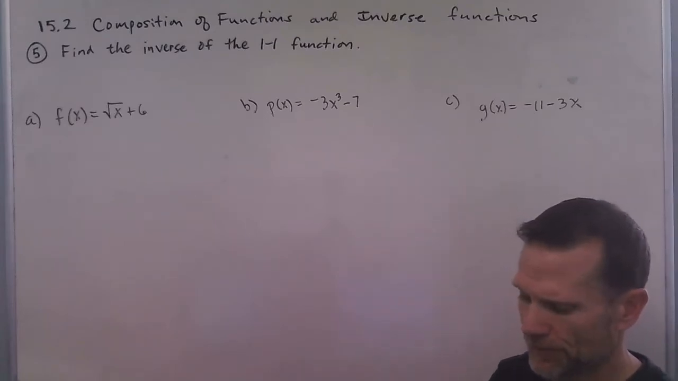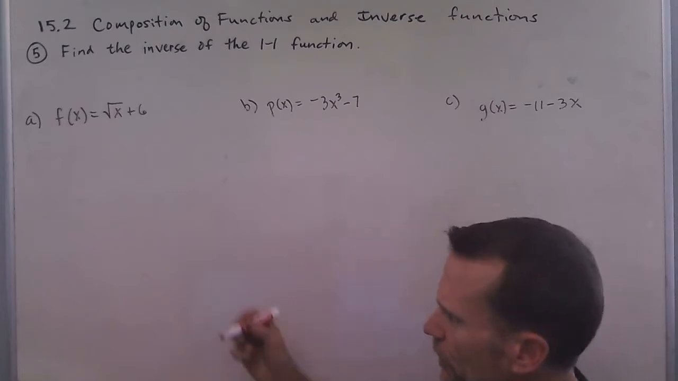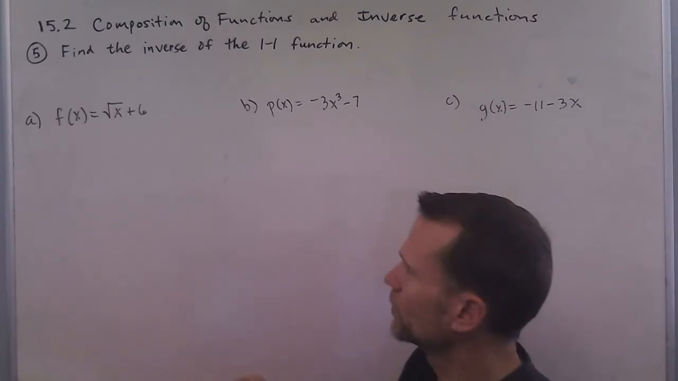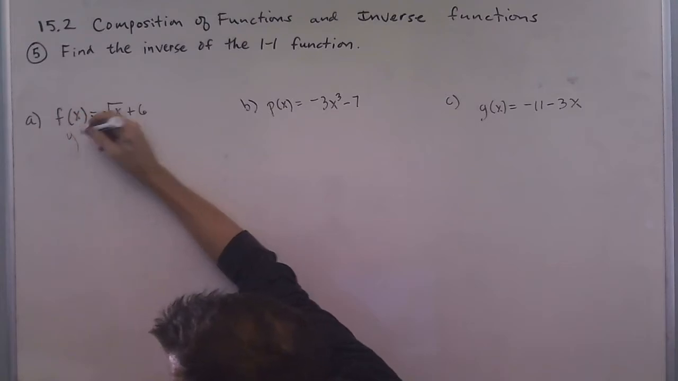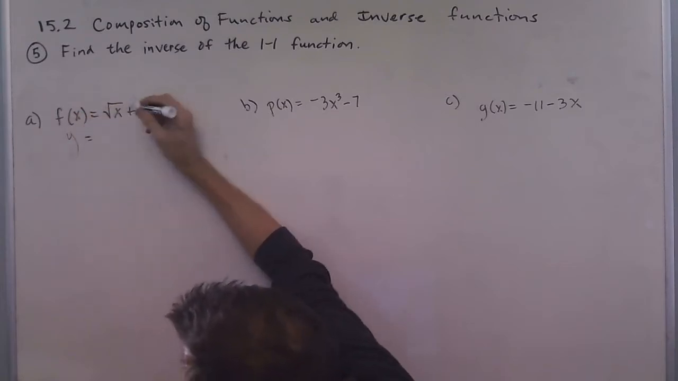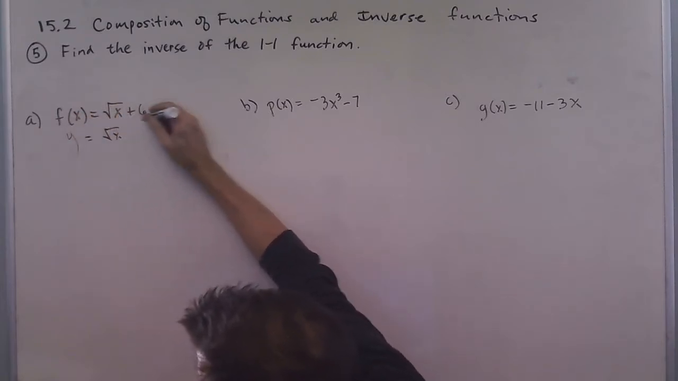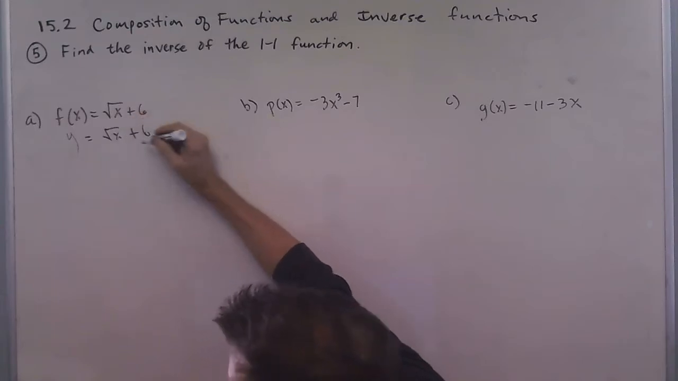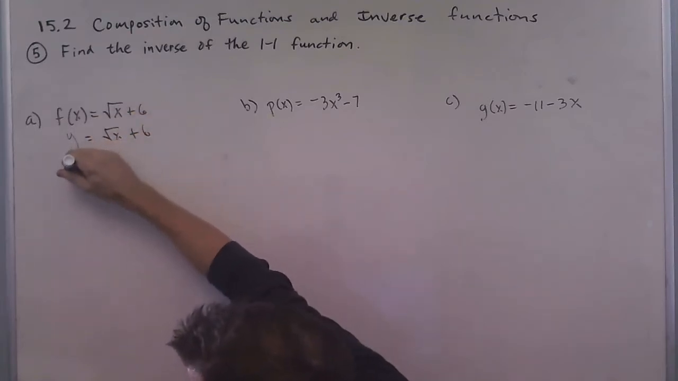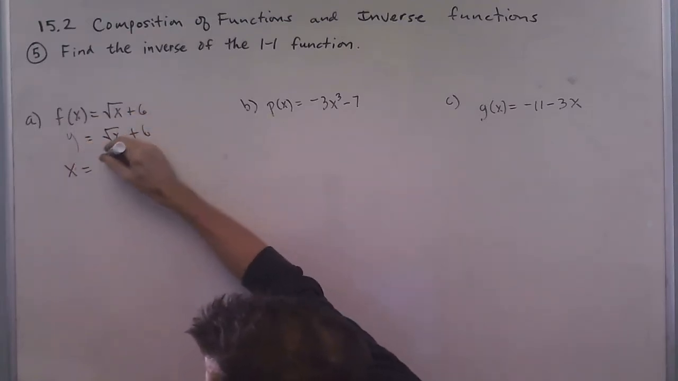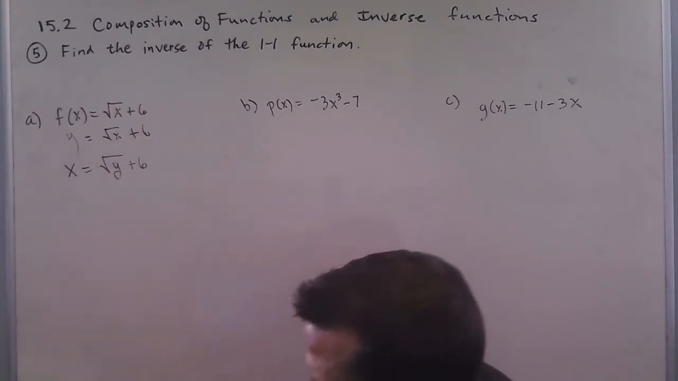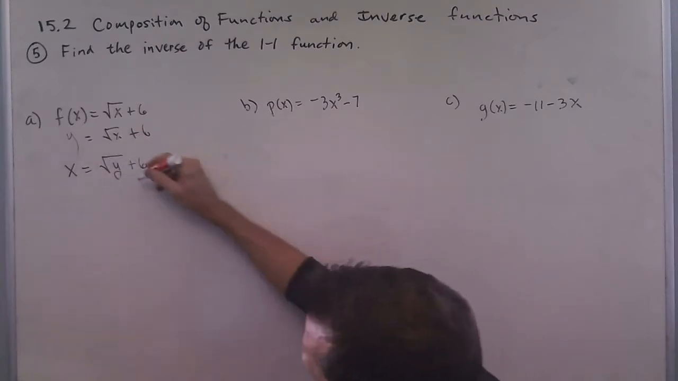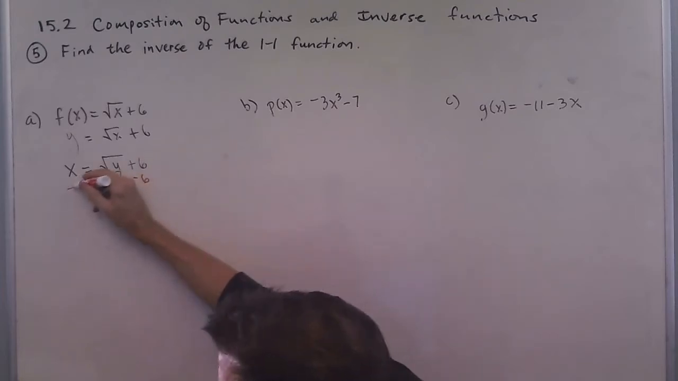So remember our steps in finding the inverse of a one-to-one function. The first thing we're going to do is replace the function name with y. And so I'm going to write y equals the square root of x plus 6. Then I'm going to interchange the x and the y, so I have x equals the square root of y plus 6. And then I'm going to solve this for y.